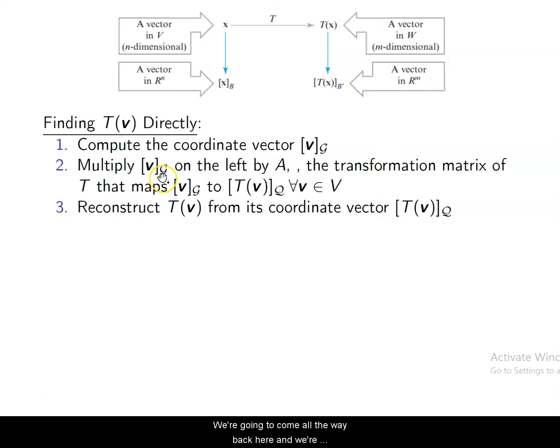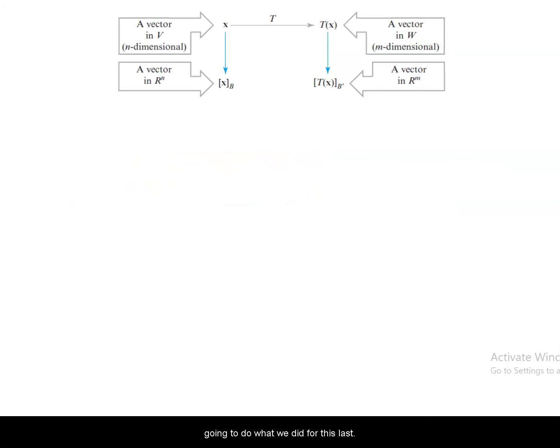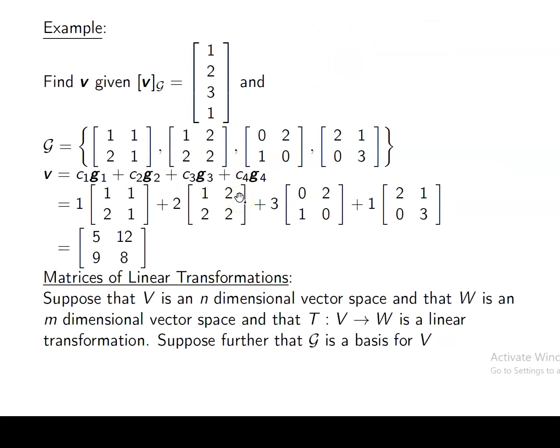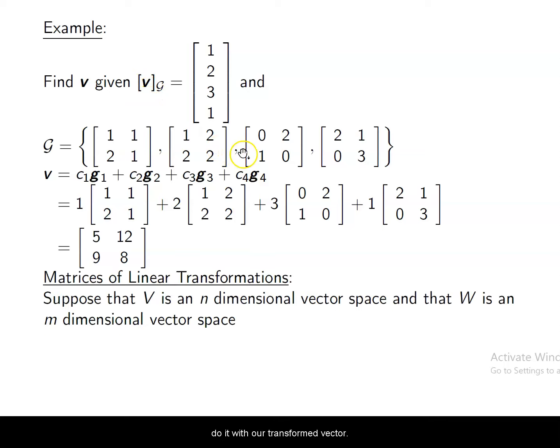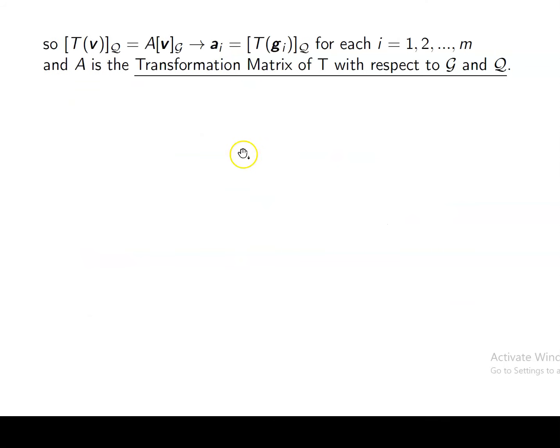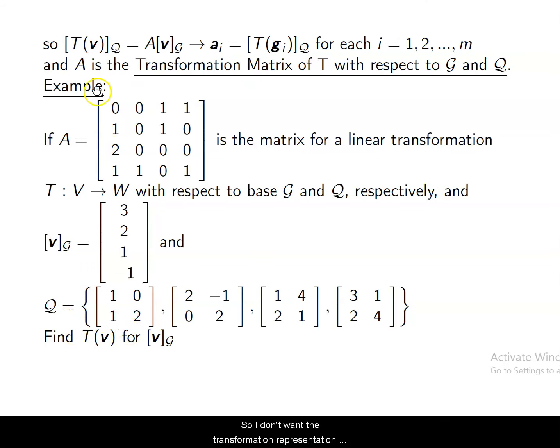And then my result, we're going to come all the way back here and do what we did for this last example, where I had a vector in my representation and I wanted its vector not in the representation. So I took its coordinate vector and I multiplied it times the basis, right? So instead of doing this with our initial vector, we're going to do it with our transformed vector. Okay, so I don't want the transformation representation, the image under Q, I want just the image, right?